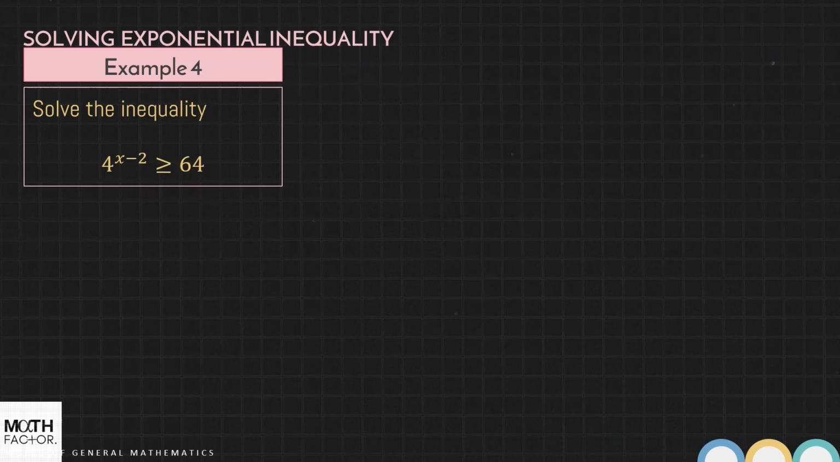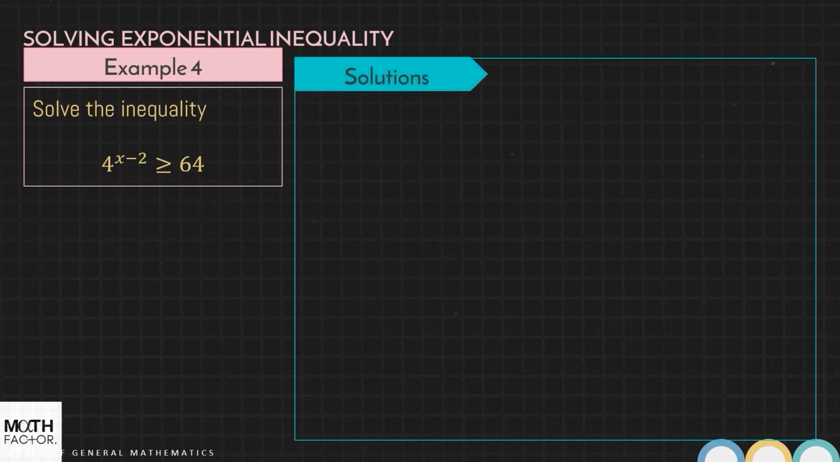Next, 4 raised to x minus 2 is greater than or equal to 64. So, again, we will be rewriting this 64 with the base of 4. So, we have 4 times 4 is 16. Multiply by 4, that will give us 64 as the product. Okay? So, we have 4 raised to 3 for this.